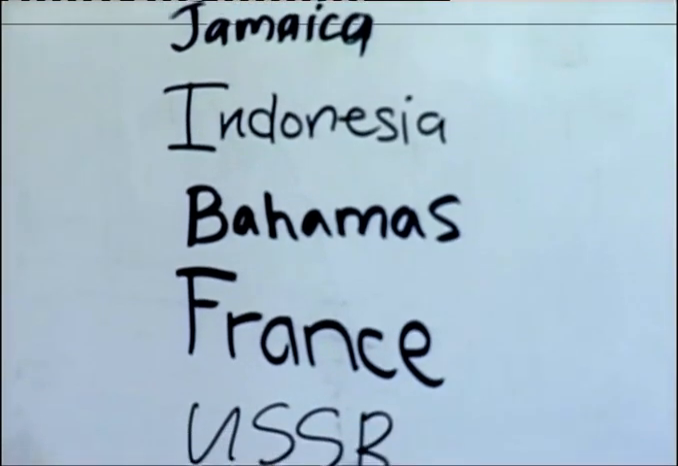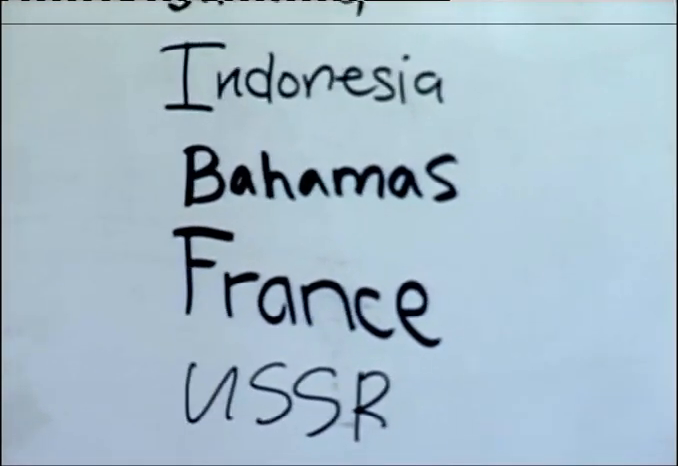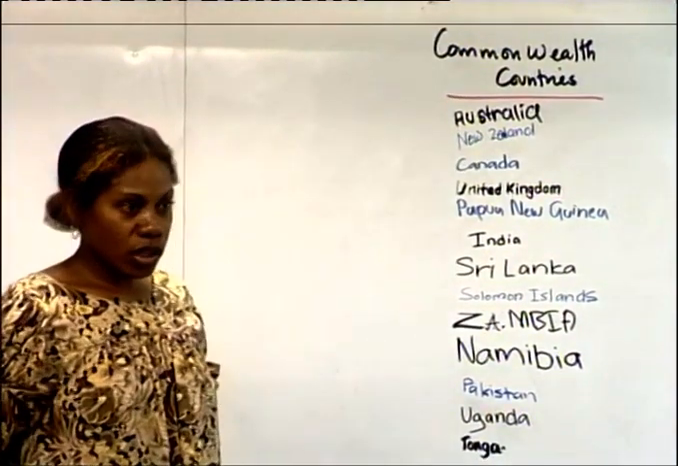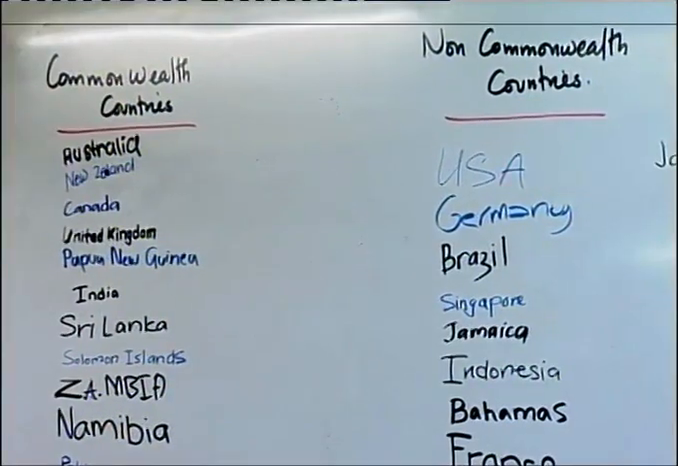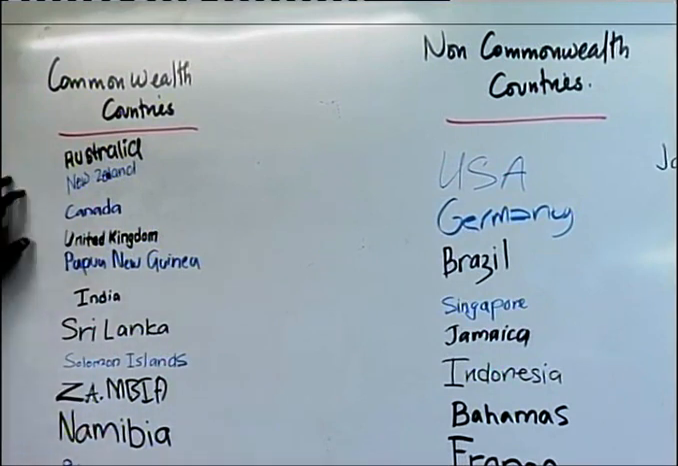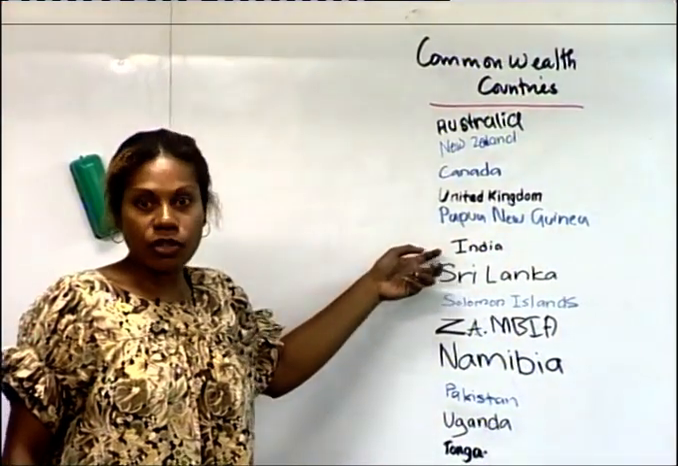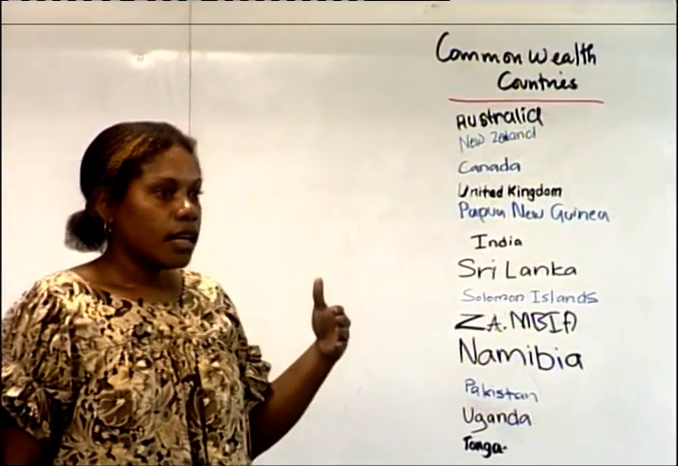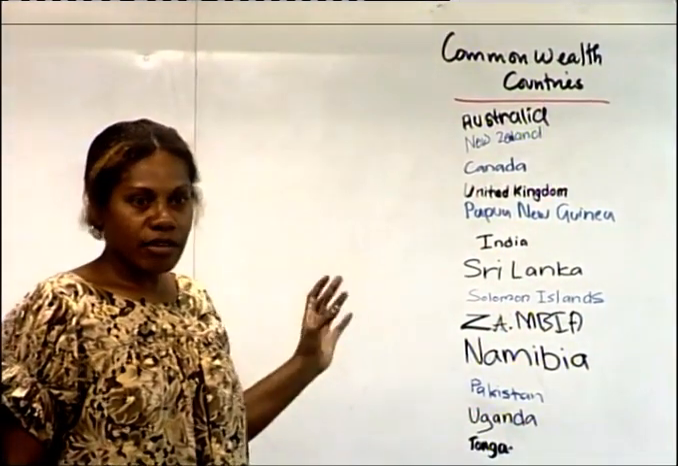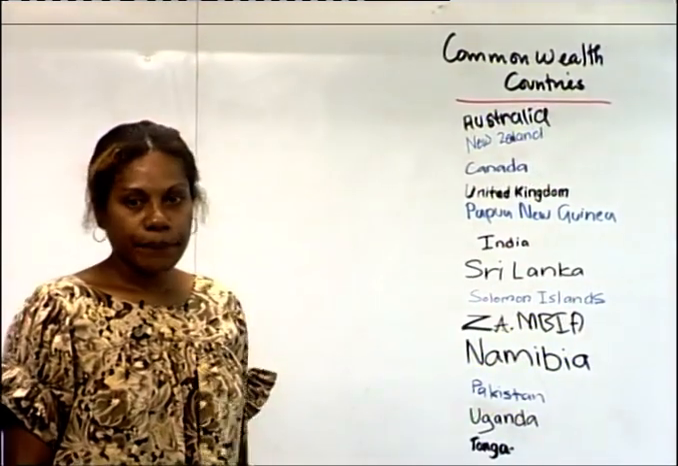There are more than 50 countries that belong to the Commonwealth. A quarter of the world's population belong to the Commonwealth. Now, these countries, remember, what do they have? Historical background connected to Britain. They were once colonized by Britain, or they have a relationship with Britain.